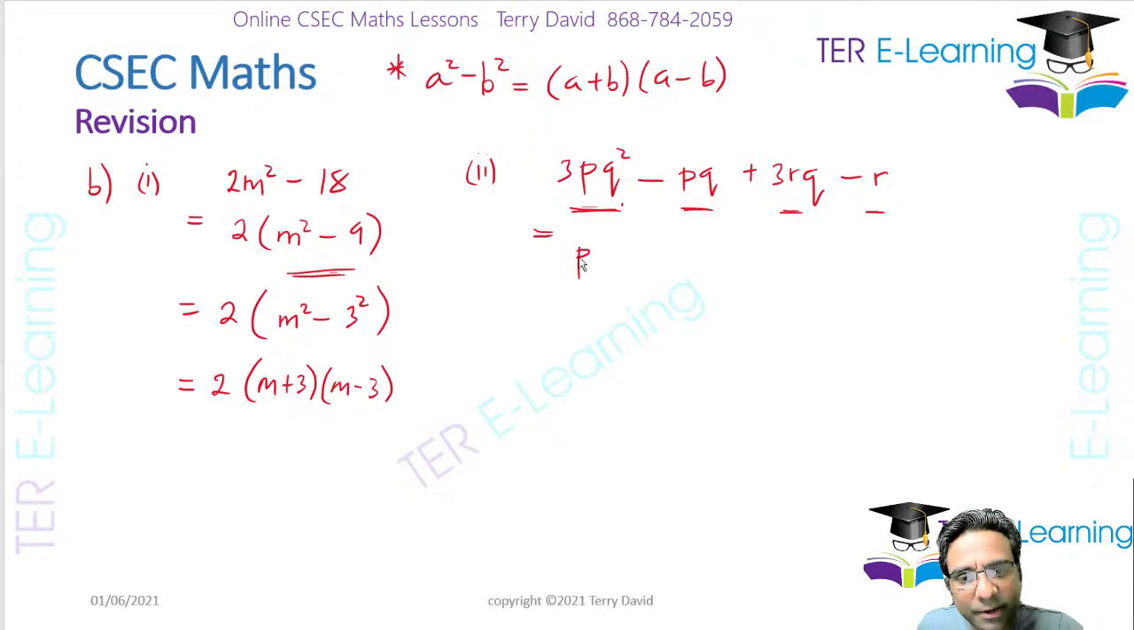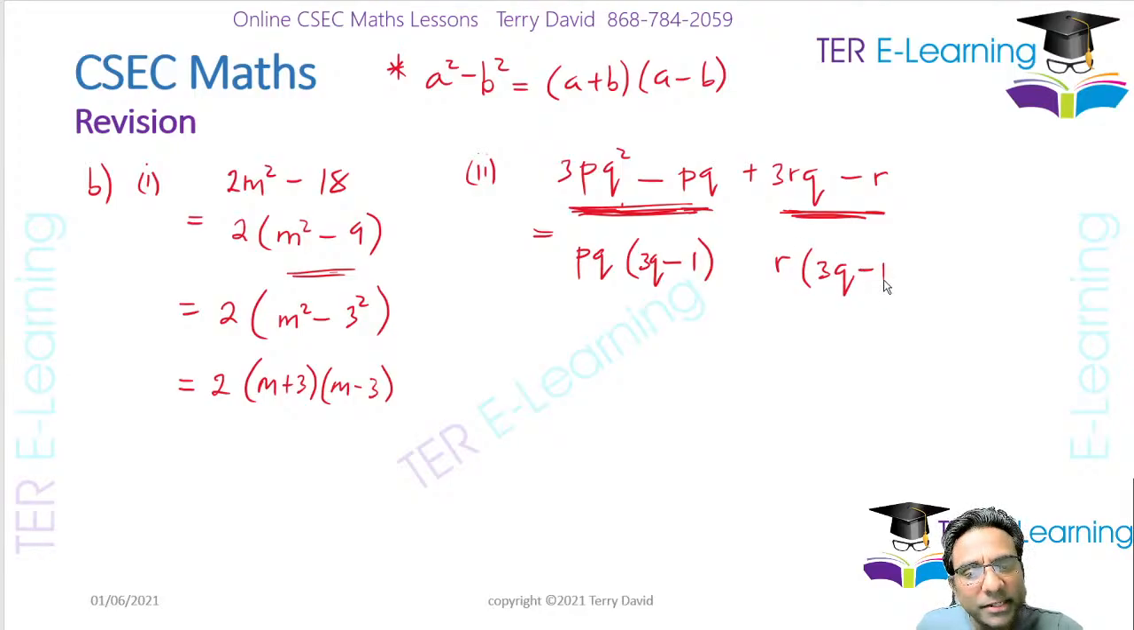The only thing I have common here is p, and I can also factor out a q, and therefore this is going to be 3q minus 1. So when I group the first two terms, I'm going to get pq, open brackets, 3q minus 1. Then we need to factorize this piece here now. The only thing that is common is the r, so this is going to be r, open brackets, 3q minus 1. When you factorize by grouping, the two brackets will be the same.